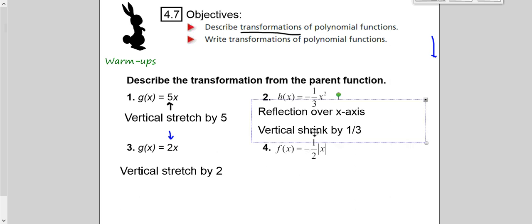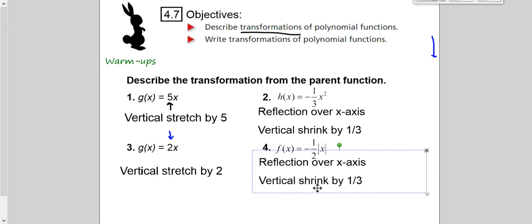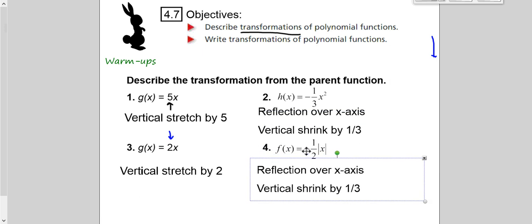So number 4, this is a reflection over the x-axis again, except it's an absolute value graph this time. And it's a vertical shrink by 1/2. So what did all 4 of these have in common? They all had a vertical stretch or shrink because they were all being multiplied by something. This had an x squared, this had an absolute value of x, but you were still taking a parent function and multiplying by something.